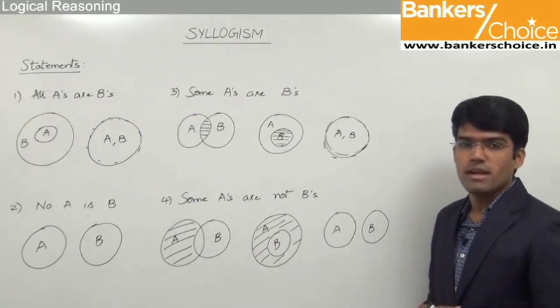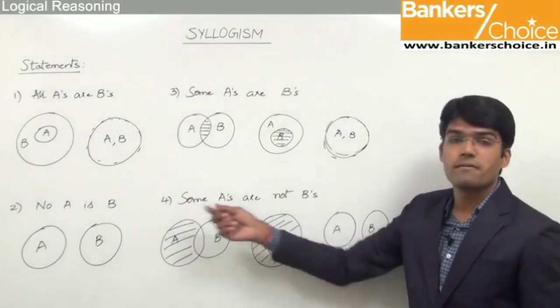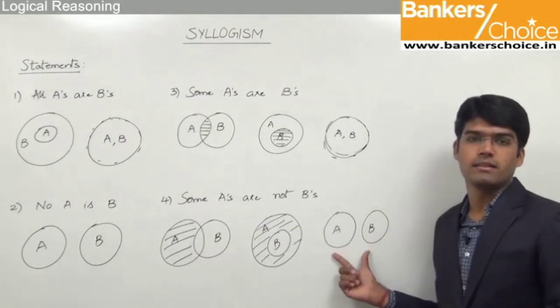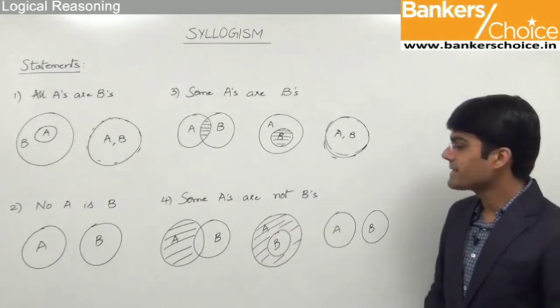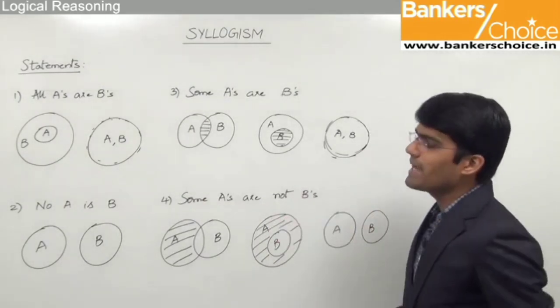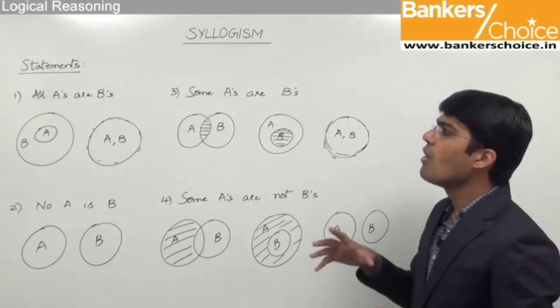So the point which needs to be understood here is some can also be referred to as all, which we have already discussed. And that is the reason we are able to take the third possibility for the given statement some A's are not B's. So these are the different types of Venn diagrams that we can draw for the given statements.